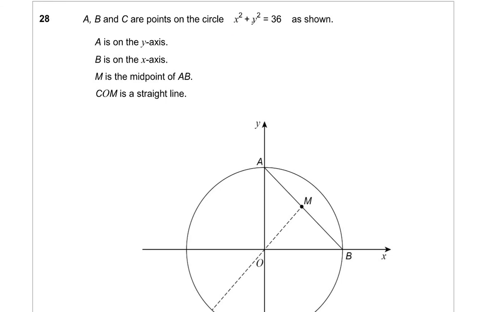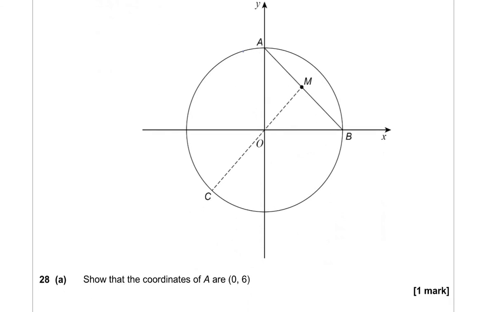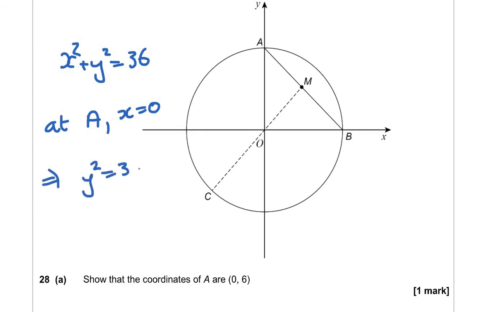Right, ABC are points on the circle x squared plus y squared equals 36. A is on the y-axis, B is on the x-axis, M is the midpoint, COM is a straight line. Okay, show that the coordinates of A are 0, 6. Well, our equation was x squared plus y squared equals 36. We know that on A, x equals 0. So at A, x equals 0, which implies y squared equals 36. And so y equals plus or minus 6. But we can rule out y being negative 6 because that would mean it was this point here. So y equals 6. Hence A is 0, 6.